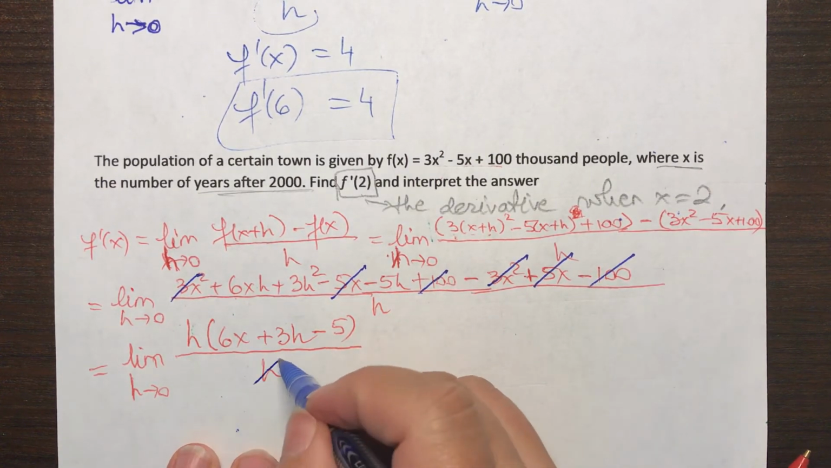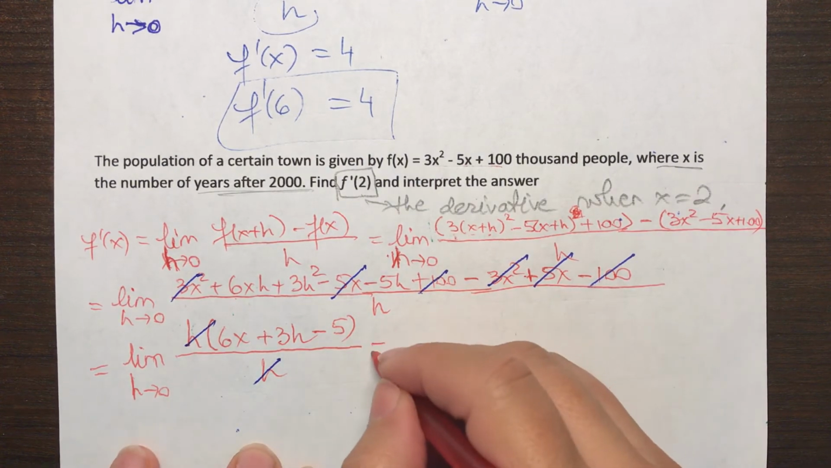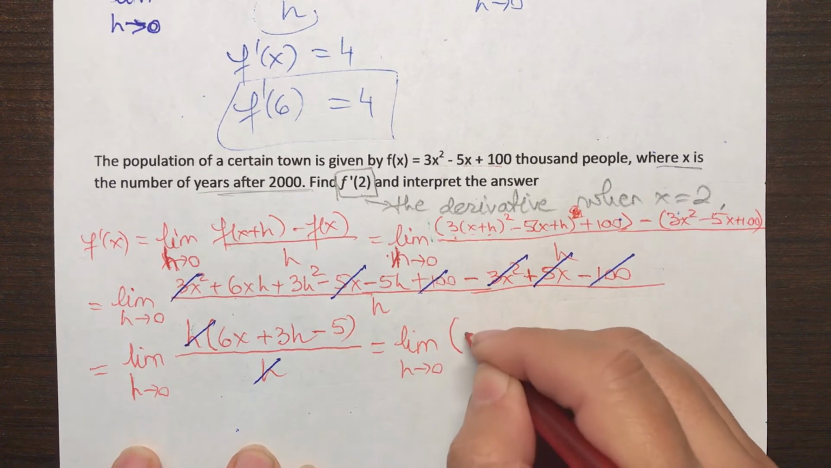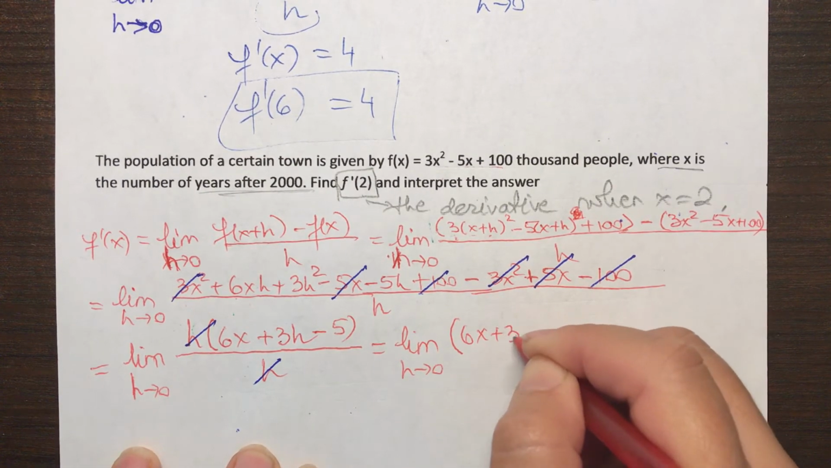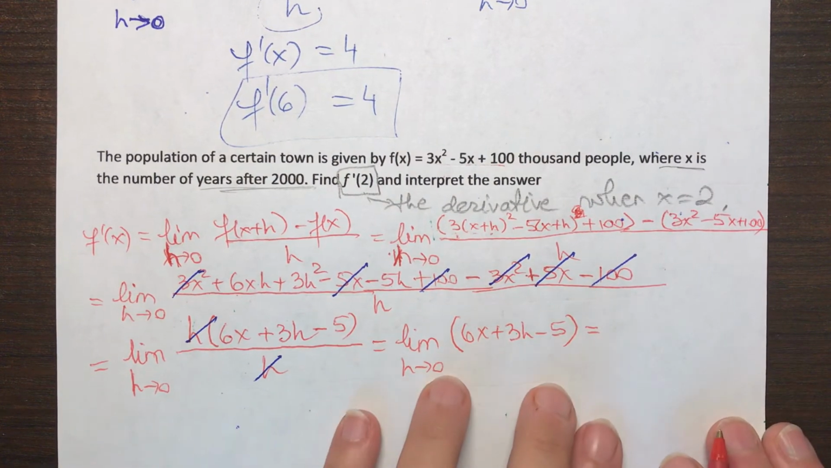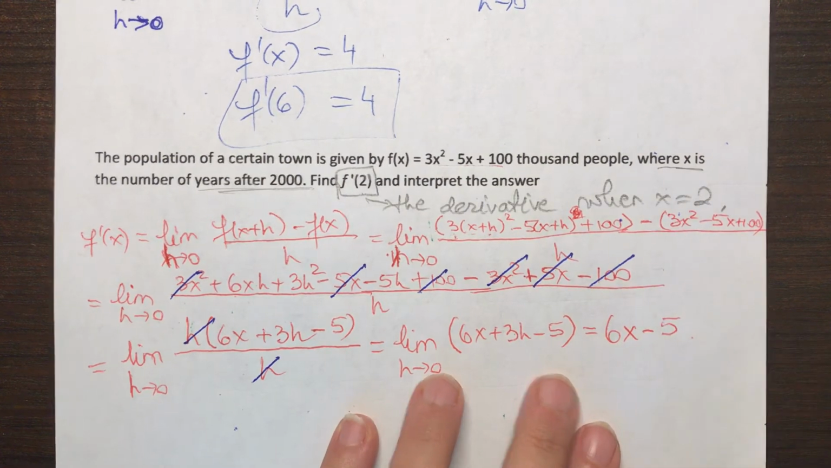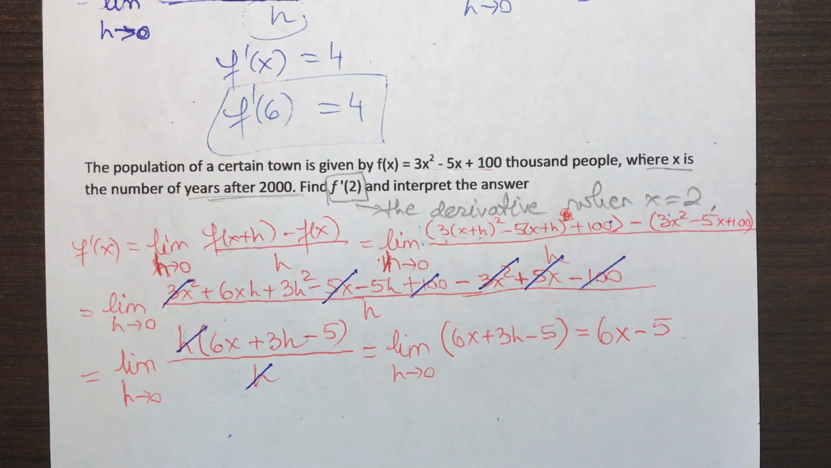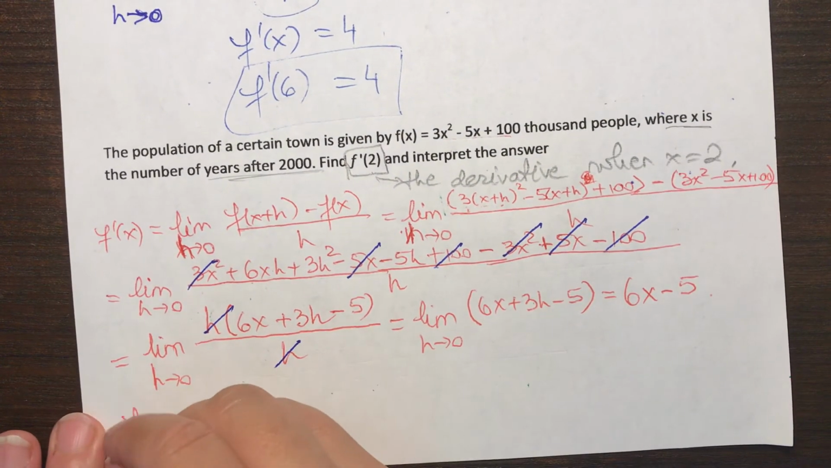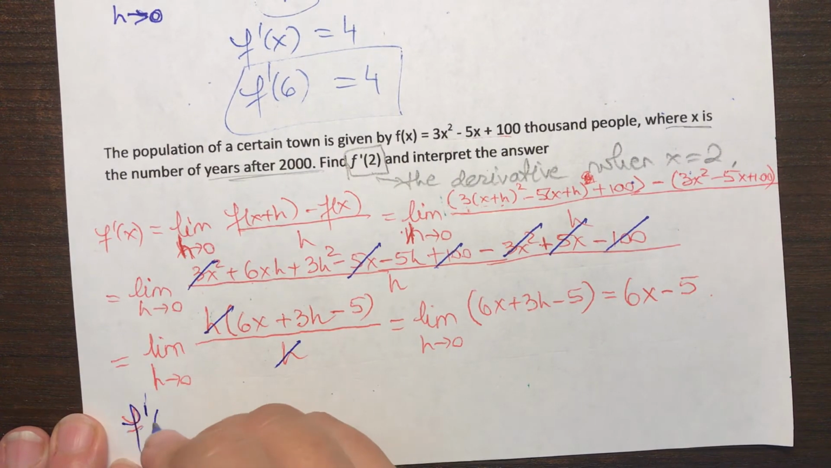So sure enough, now I can reduce the h's. And now I can very well plug in 0 for h, because there's no more h in the denominator. So plugging 0 in for h will get us 6x minus 5. Great. That's the derivative for any random x. What do I want? I want the derivative specifically at 2.